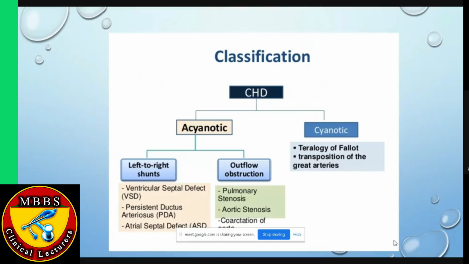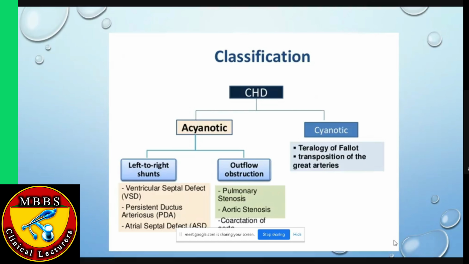Categories, that is the cyanotic type of the diseases and the acyanotic type of the diseases. Among the cyanotic type, we classify the tetralogy of Fallot and the transposition of the great arteries. The acyanotic type of diseases are again divided into two categories: either they are the shunt diseases, because of the left to right shunt, or there is an outflow obstruction that leads to the congenital heart disease.